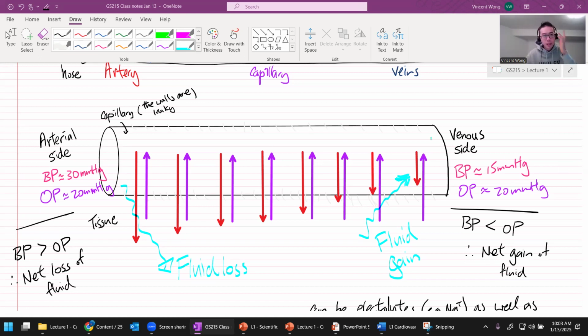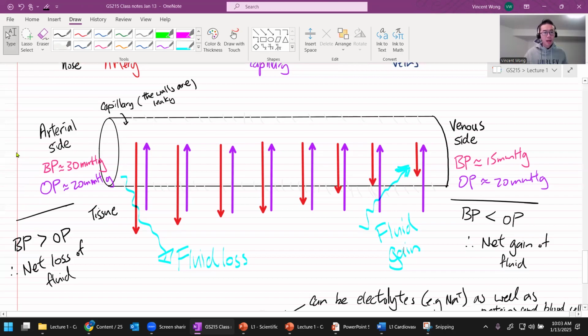Now, for those of you who have a keen eye, you might be able to see that the difference on the arterial side is 10. 30 minus 20 is 10. And the difference here is 5 only. Right? In other words, you actually will be losing more fluid than you are able to bring back in.